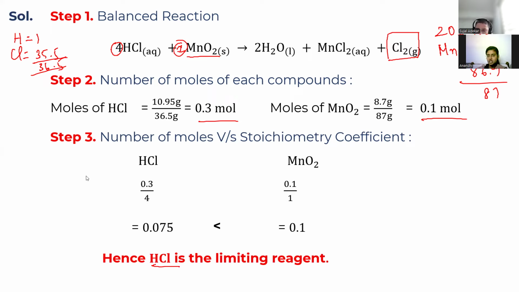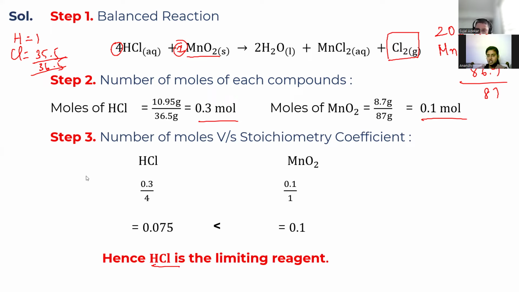So to find out the mass of Cl2 obtained, what you need to do? What is the formula? To find out the mass of Cl2, it is number of moles of Cl2 into molar mass of Cl2. So what is the number of moles? 0.075. And the molar mass, how will you find out the molar mass of Cl2? So for 1 chlorine, it is 35.5. And for 2 chlorine, it will be 35.5 into 2.